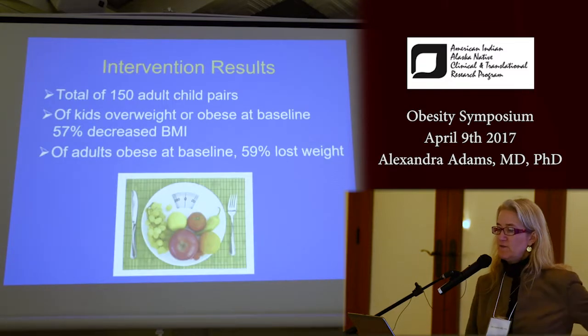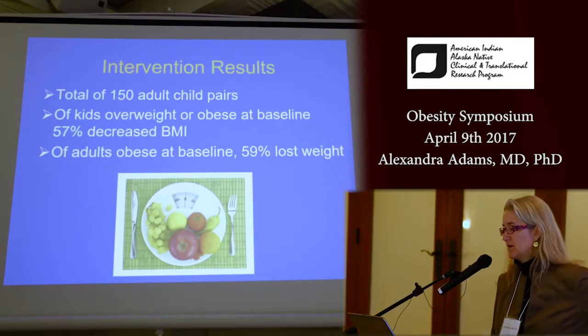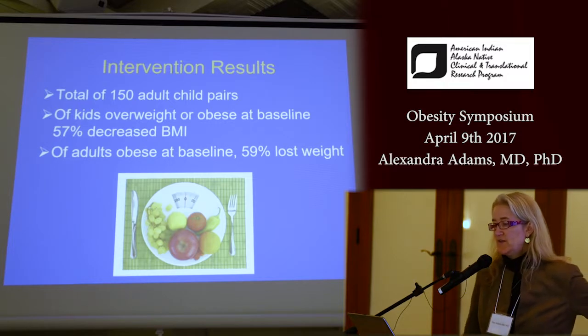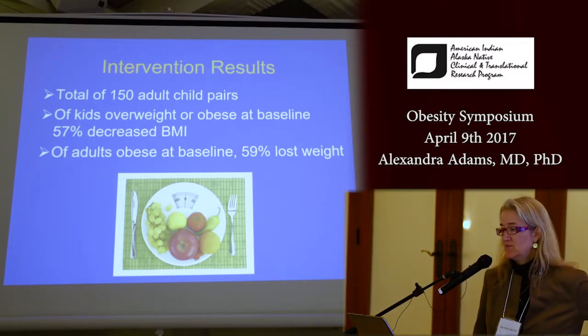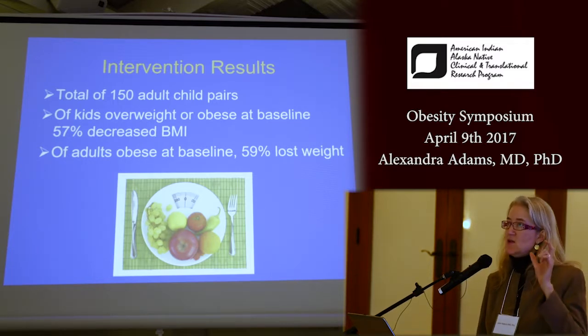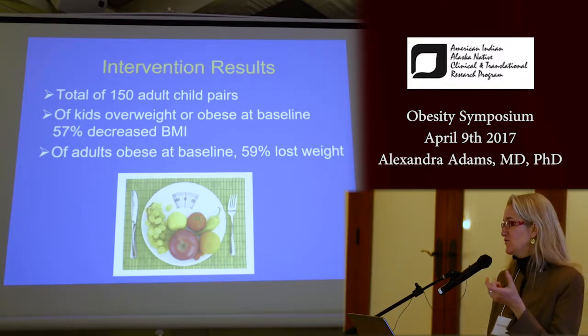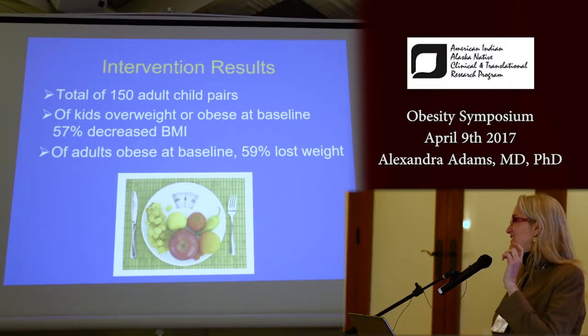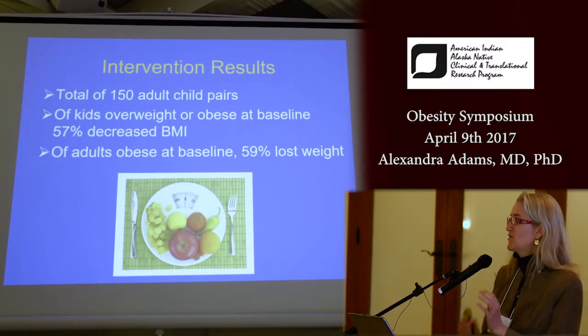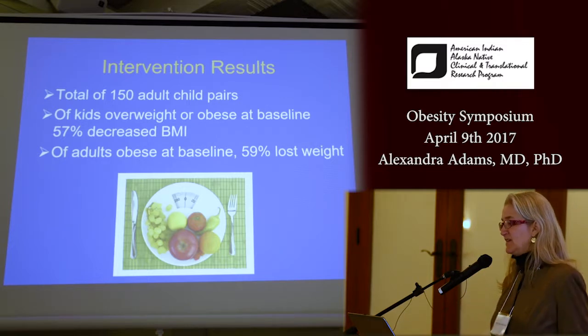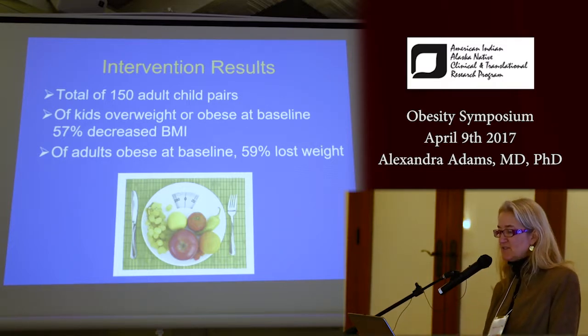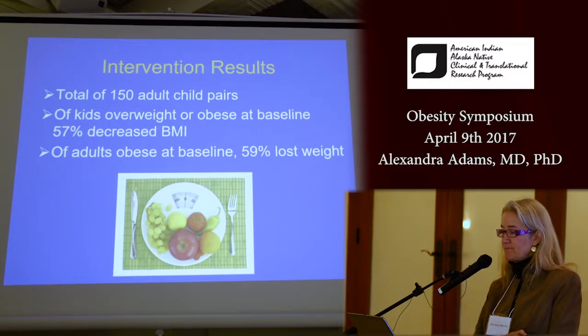Intervention results, we had a total of 150 child-adult pairs in 4 Native communities in Wisconsin. We had 57% of the kids decrease their BMI from baseline, and 59% lost weight. Unfortunately, because the intervention group and the control group both did better compared to what was happening in the communities, we did not have a true control group, which is a very big trick in intervention trials in Native communities, where the community decided everybody needed to get something. So that was difficult, but really gave us a lot of insight in how to do this work.